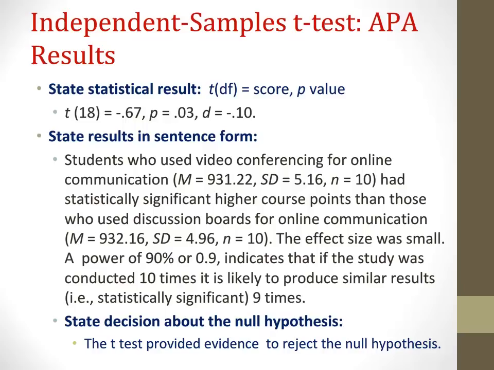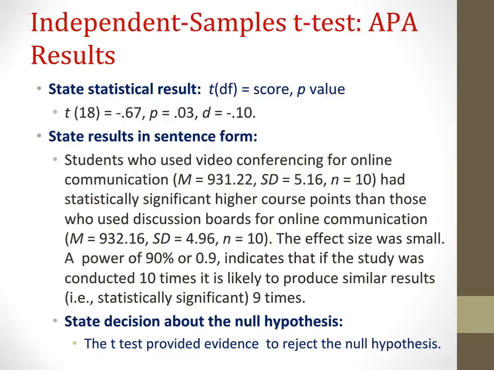Students who used video conferencing for online communication had statistically significant higher course points than those who used discussion board for online communication. And this can be seen with the means here. The one group had a higher mean than the other. Since the Cohen's d is 0.1, that means it's a small effect size, so the effect size was small.